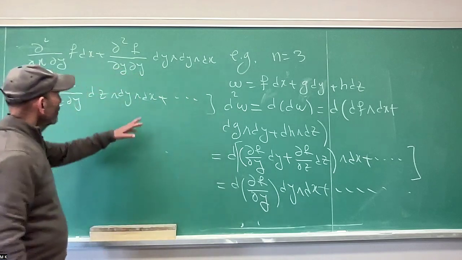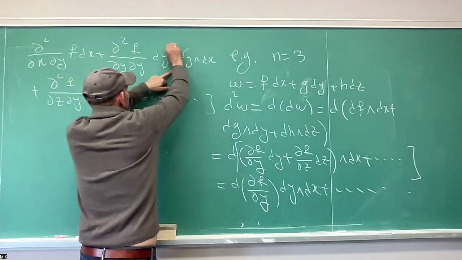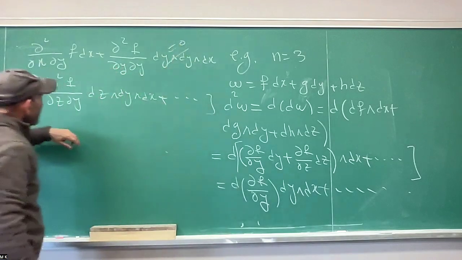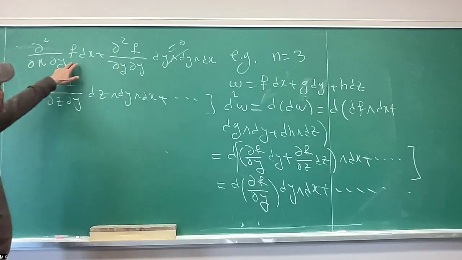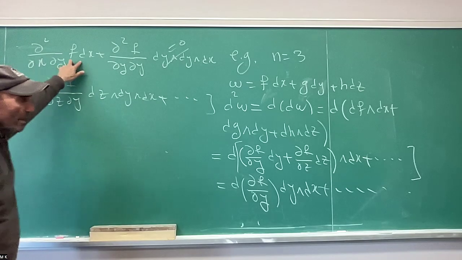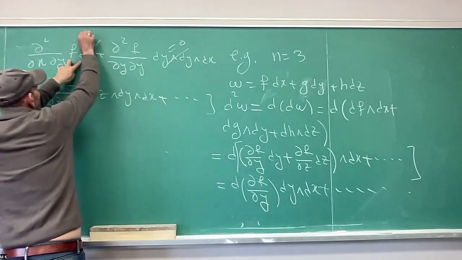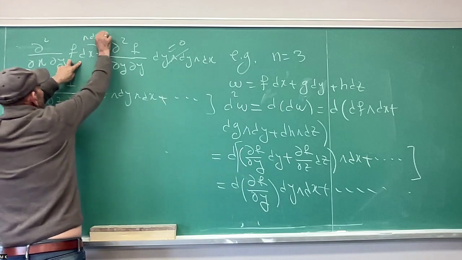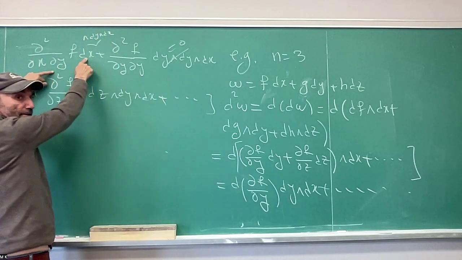Okay, so first of all, you notice that this term is zero because dy wedge dy is zero. And then, okay, I made a mistake here. This is dx, dy wedge dx. And this term is also zero because dx appears twice here.